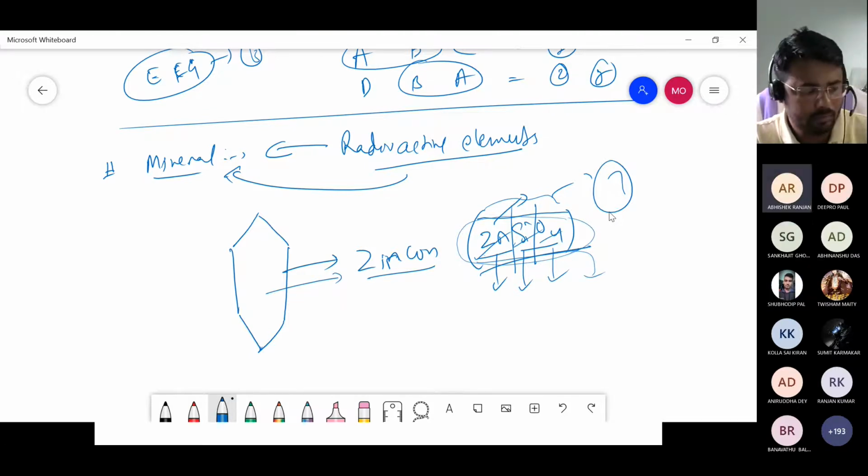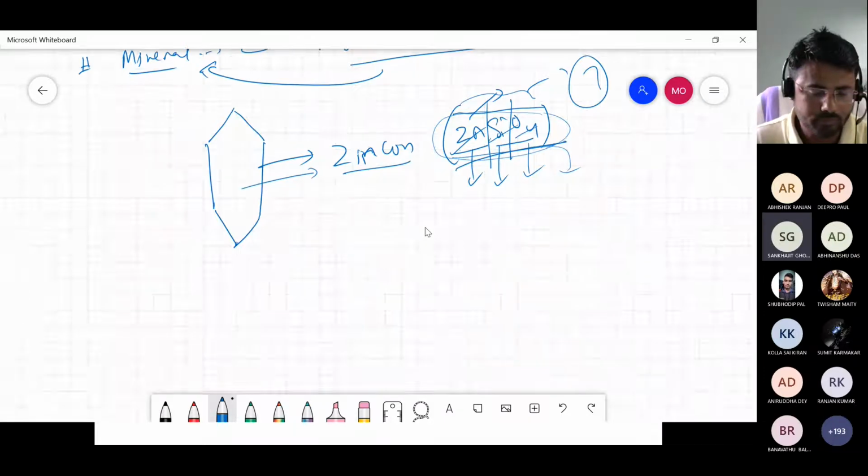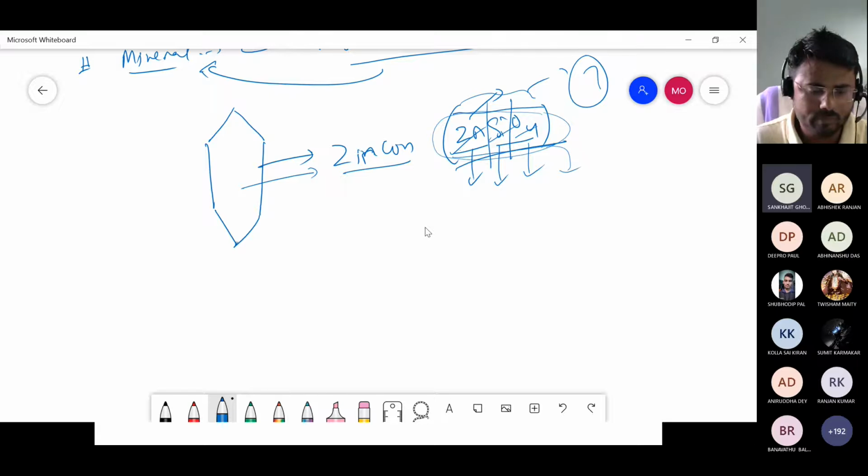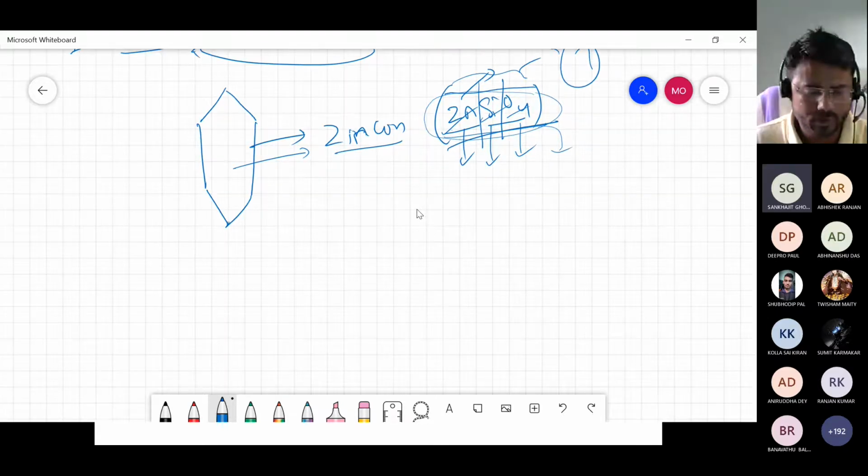So their reaction with... Sir, maybe they occur in such kind of environment where in their surrounding radioactivity is found or something.